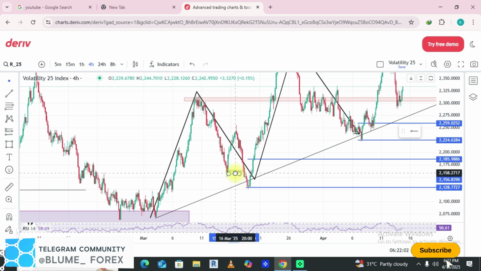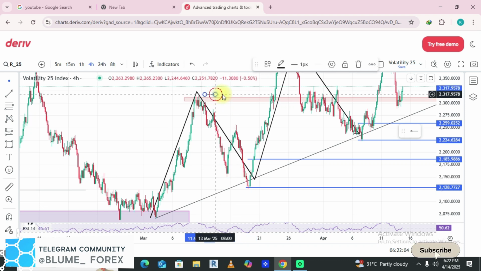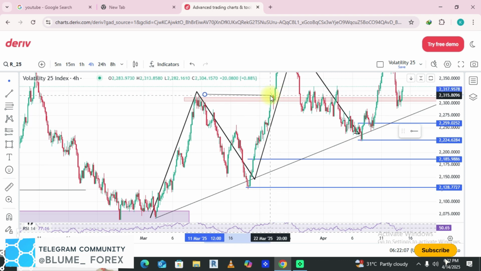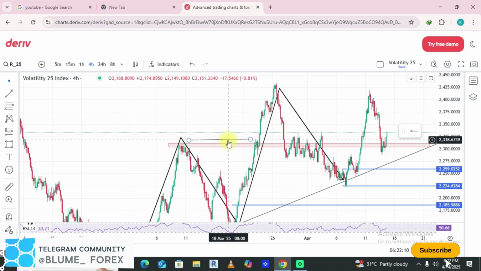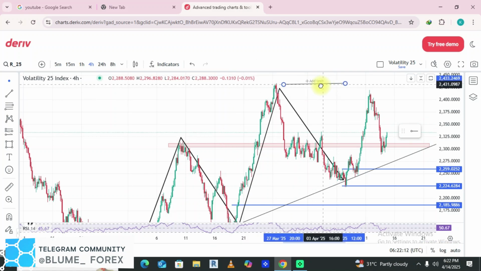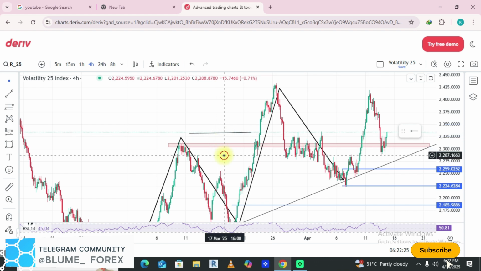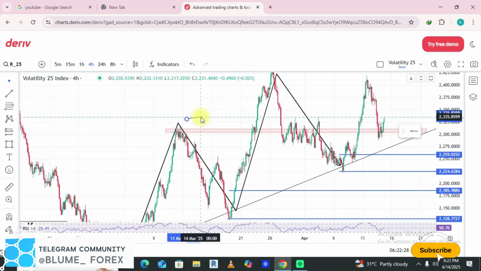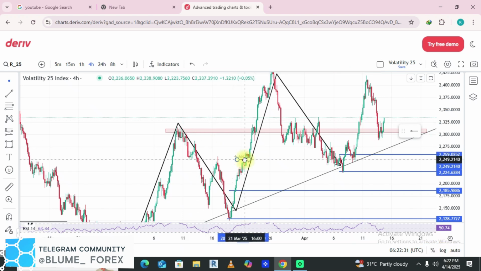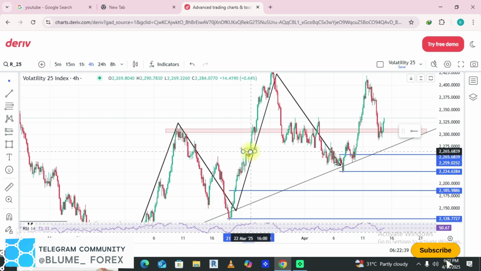Now where are we going to have an MBOS? This will be an MBOS, a major break of structure, right? But we were not able to have an MBOS because this high has not been taken. So we came to create a lower high. That tells us that price is trying to shift sentiment to the downside. But we'll talk about all those things later. Just understand that this is our MBOS, major break of structure, and this is our minor break of structure, which is IBOS, right? IBOS. MBOS, major break of structure, right?